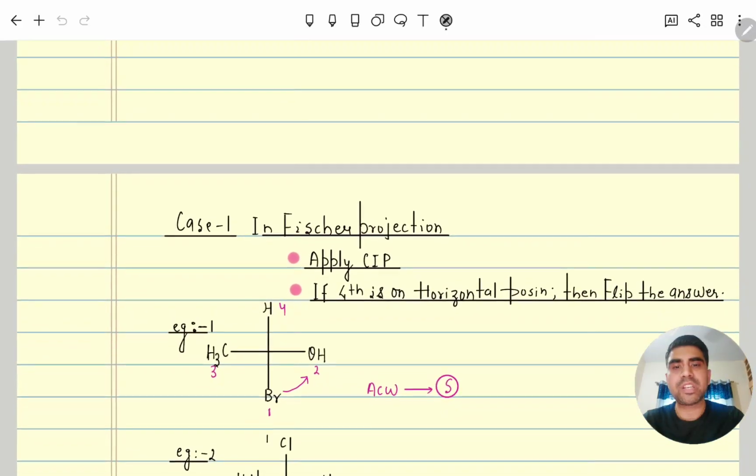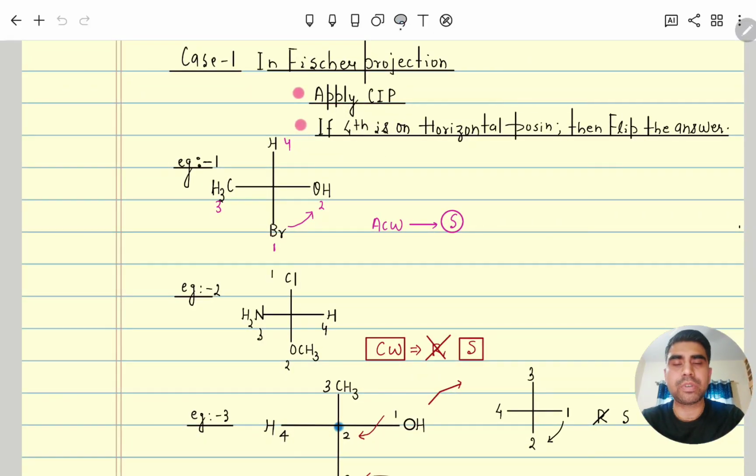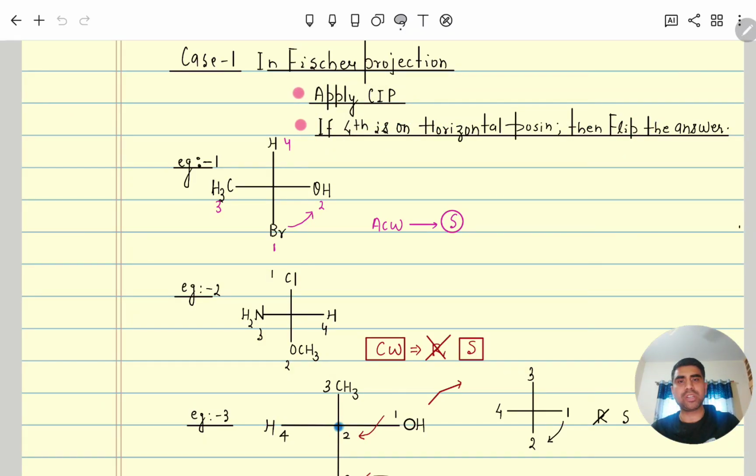Any molecule we can give its naming or configuration, R and S. So in a Fischer projection we will do the RS configuration. First you apply the CIP rule, which we already studied: priority is directly proportional to atomic number, then atomic mass, and then if one atom is the same, see the set of three atoms. If multiple bonds are there, create dummy atoms, and for cis and trans, cis is major. We have discussed all those priorities. Here is one additional point: if the fourth atom is on the horizontal position, then always flip the answer, meaning if it is coming clockwise R, then change it to S.